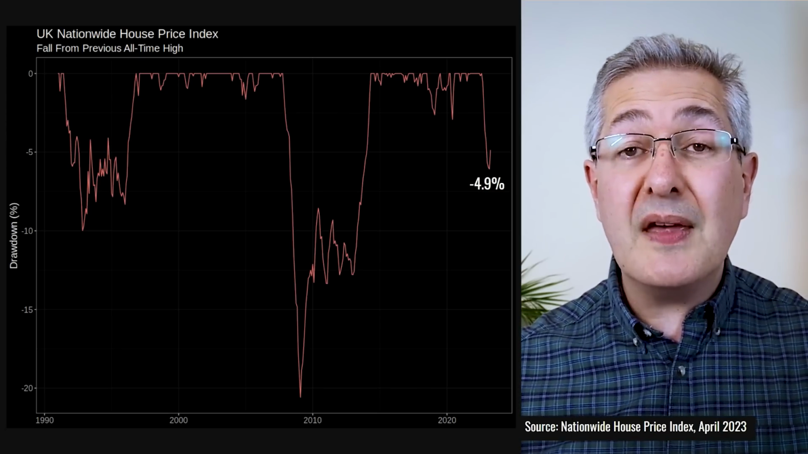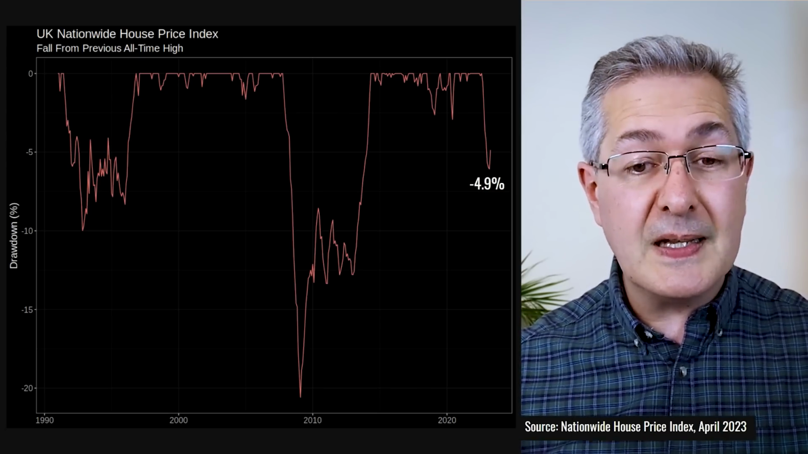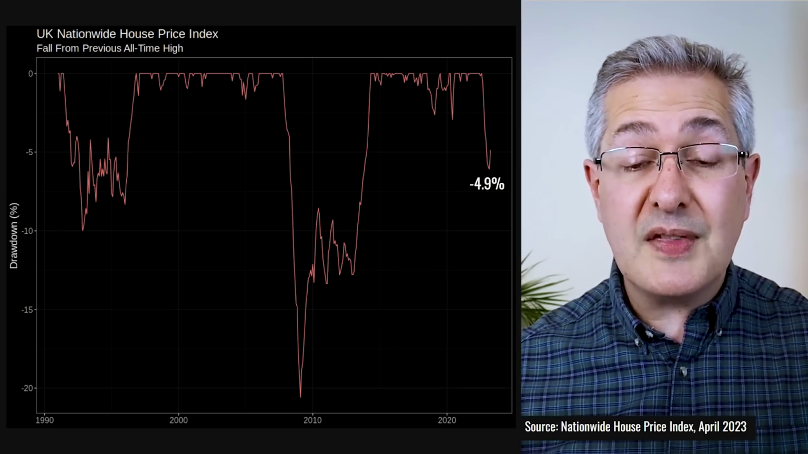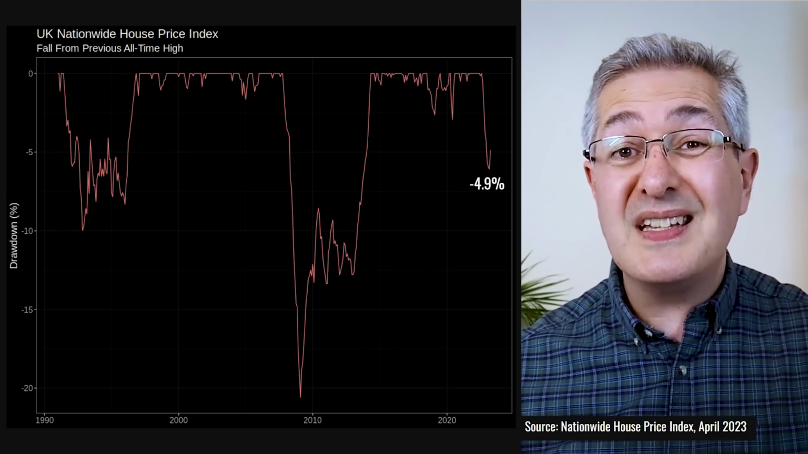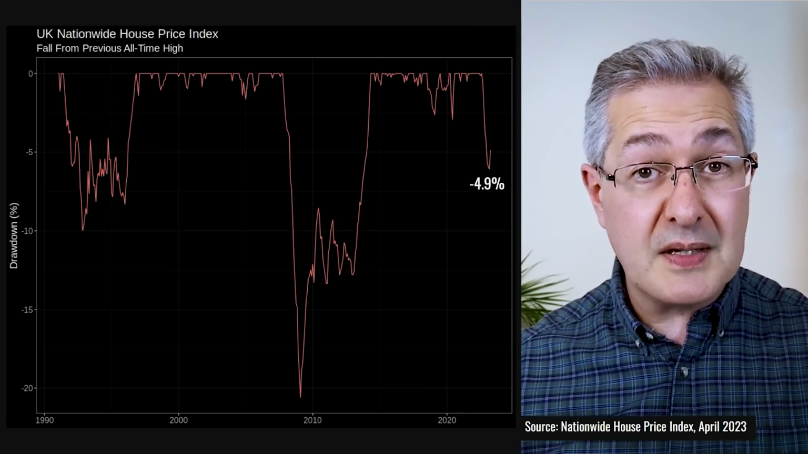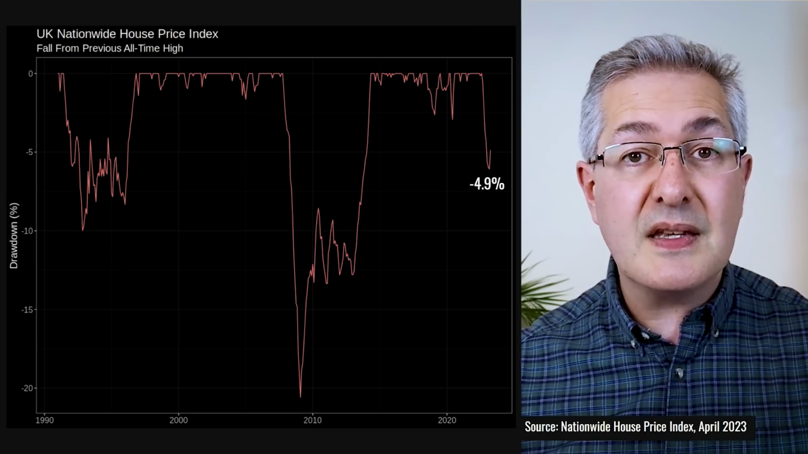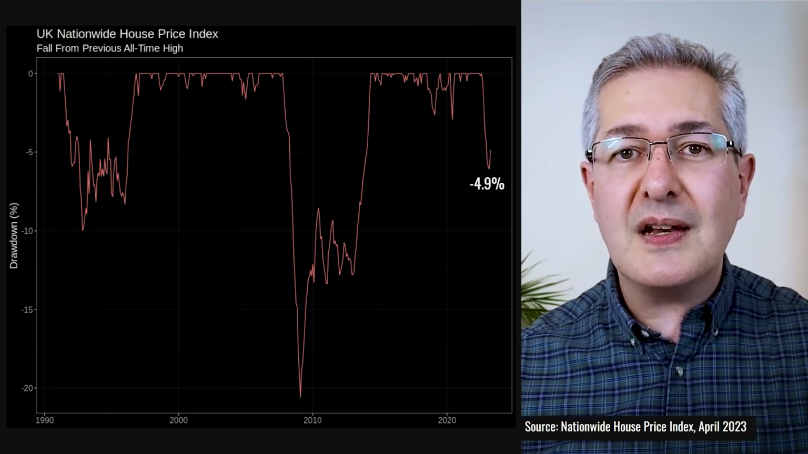But also if we compare this with previous house price falls, this one's not particularly large. If we compare it with the one in 2008, for example, that was considerably larger. It was over 20% and it lasted for some time. This one's looking a bit more like the fall that we saw in the 1990s, although the duration certainly isn't as long so far.